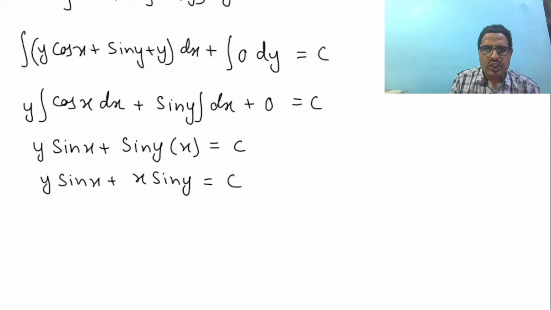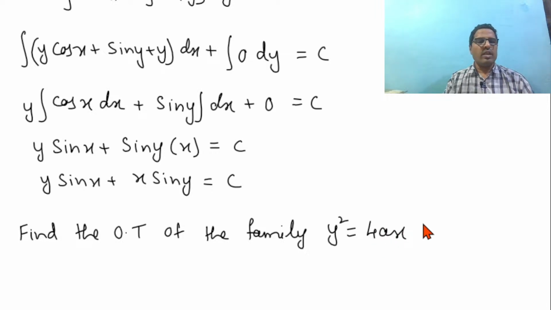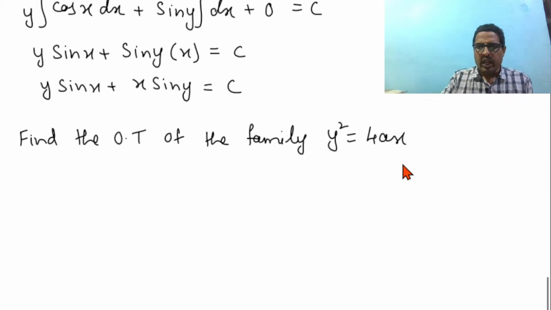The next question is: find the orthogonal trajectory, or in short OT, of the family y square is equal to 4ax. So, what has to be done?